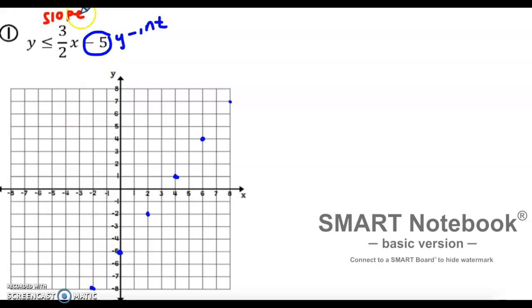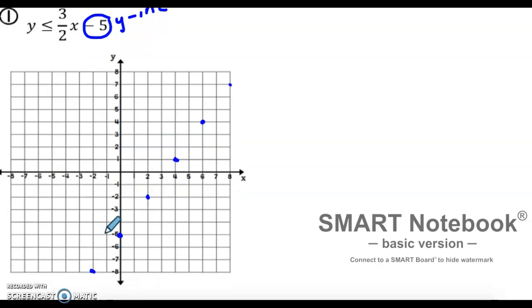And then we know that the coefficient in front of the x, that is our slope. So here our slope is 3/2. So from that y-intercept that we've plotted, we're going to go up 3 and over 2 to the right because our slope here is positive, which means our line should go uphill from left to right. And then you just want to do that a couple more times. Put as many points on the graph as you possibly can that you can fit on there.